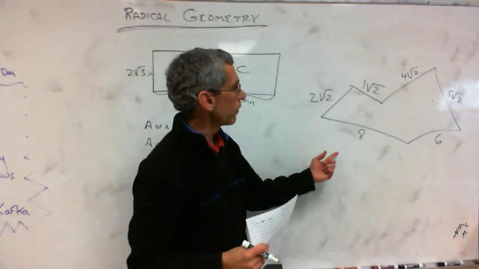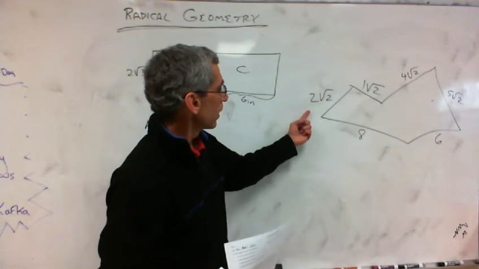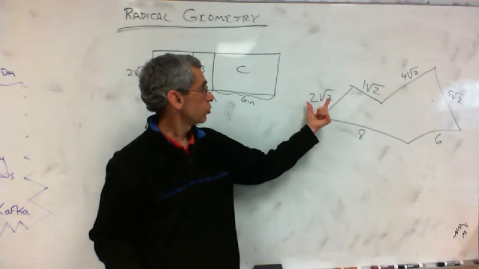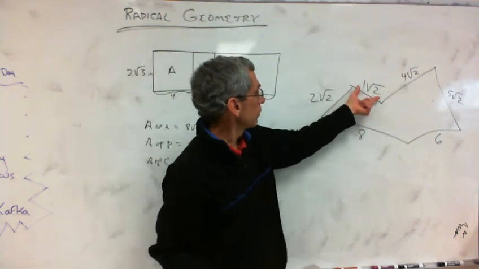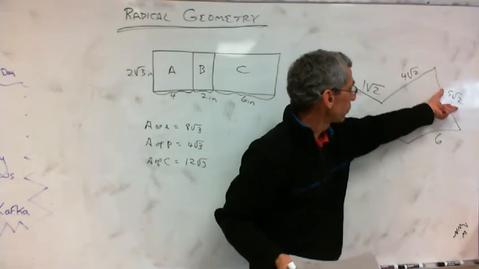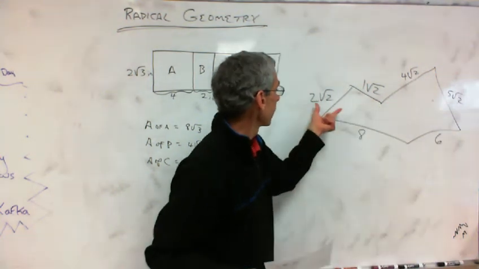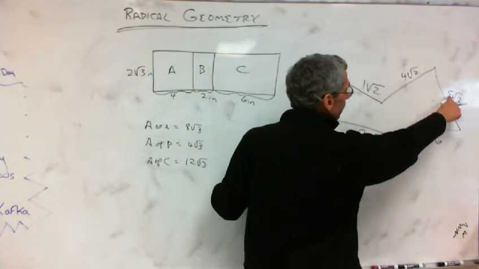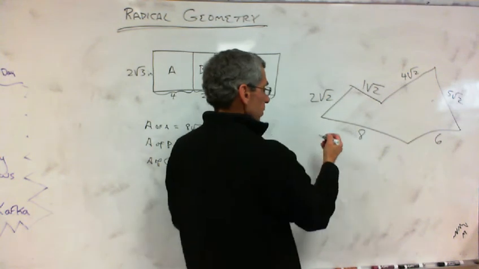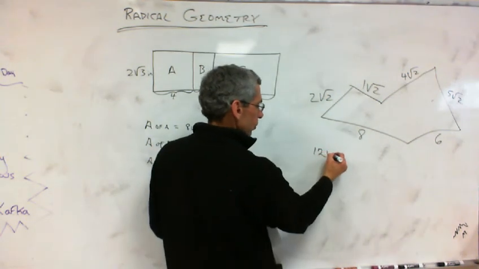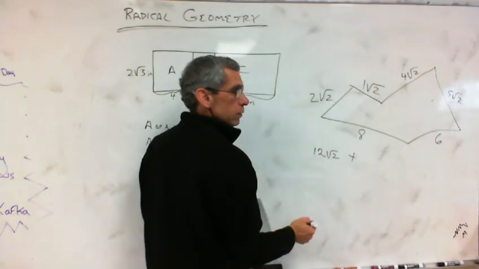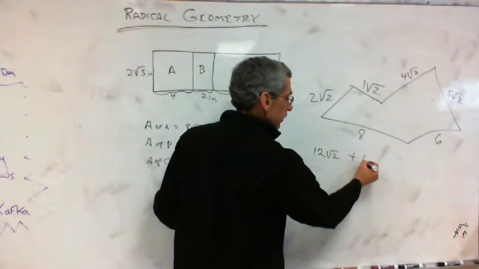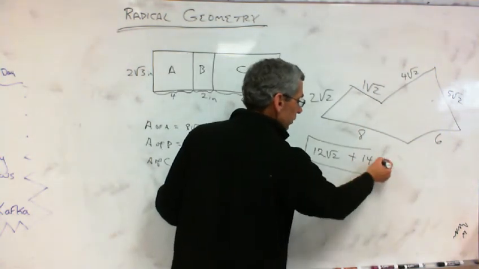So what if I asked you to find the perimeter, what would I do? I'd find my like terms. What are my like terms? This has a square root of 2, this has a square root of 2, that has a square root of 2, that does. So let's add those together. So 2 plus 1 is 3, plus 4 is 7, plus 5 is 12, right? So I have 12 square root of 2's plus what? 6 plus 8. Which is? 14. That would be my answer, right?